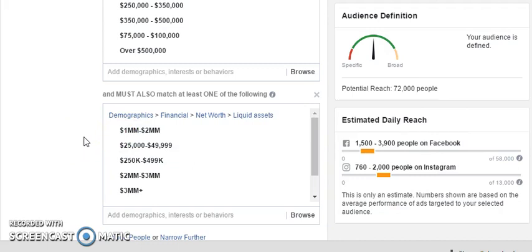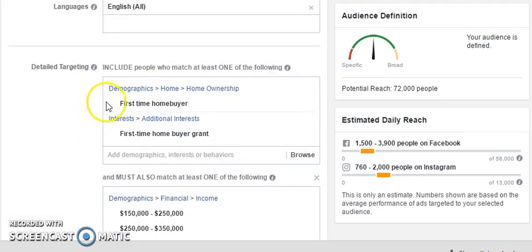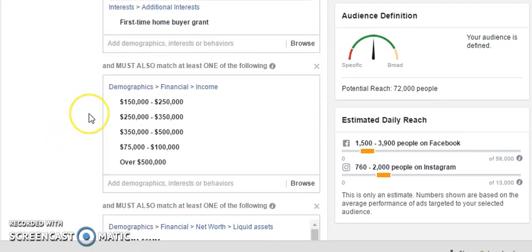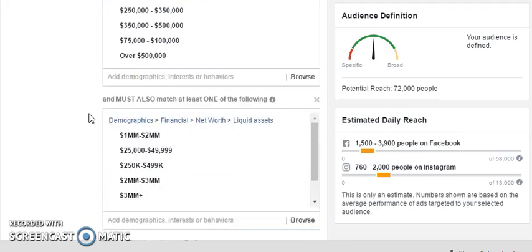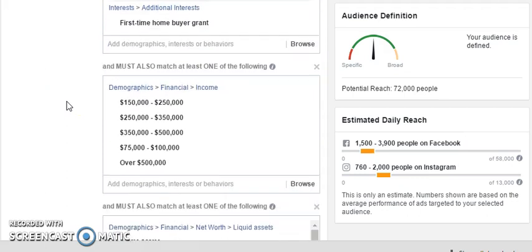They have to have liquid assets in the bank, so meaning cash on hand, so meaning they can have money to put down for a down payment. So you tell me anywhere else you can find people that are highly likely to be first-time home buyers or looking for a grant that have a great income, which you can target by as high or low as you want to go, and that have money in the bank to afford a down payment. So right now you can see we have people that have liquid assets of at least 25,000 up to over 3 million. Now remember, we're still in Texas here, but right now that potential reach is 72,000 people that you can market to, an extraordinary targeted group of people that would be interested in buying a home.